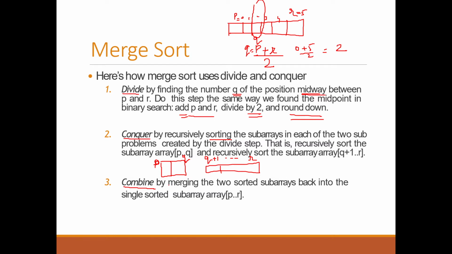And then combining is merging these two sorted sub arrays back into a single array. So after you have sorted this part and the other part, you will combine them again to get the entire array, which goes from P to R. So this is the entire logic of dividing, conquering, that is solving the smaller subproblem, and then combining to get the final result.